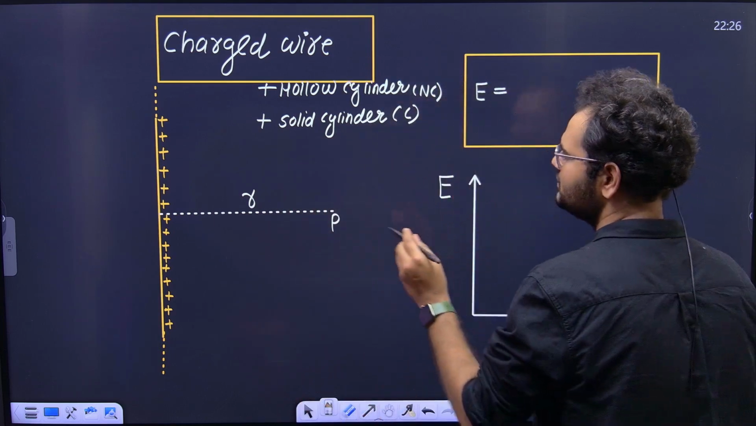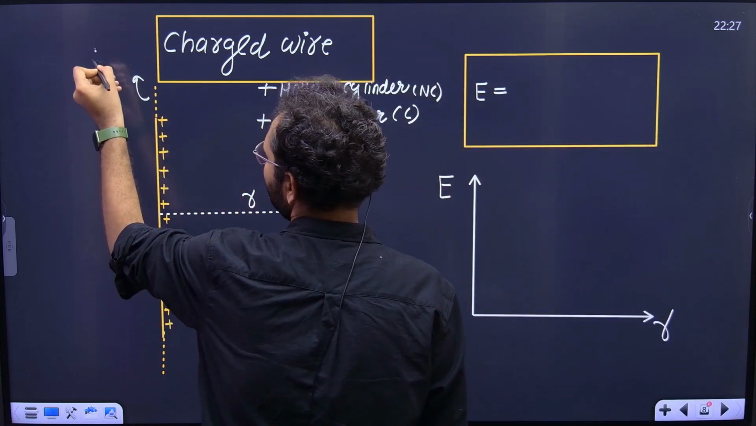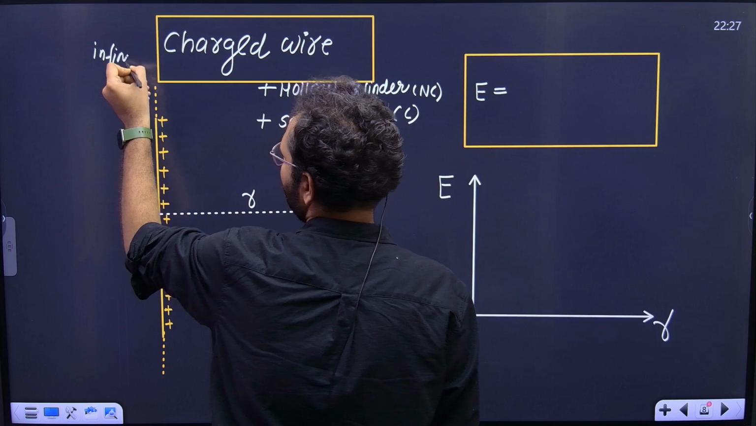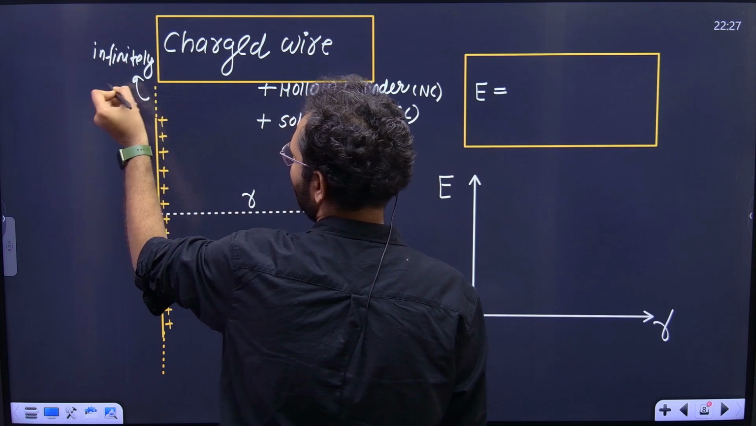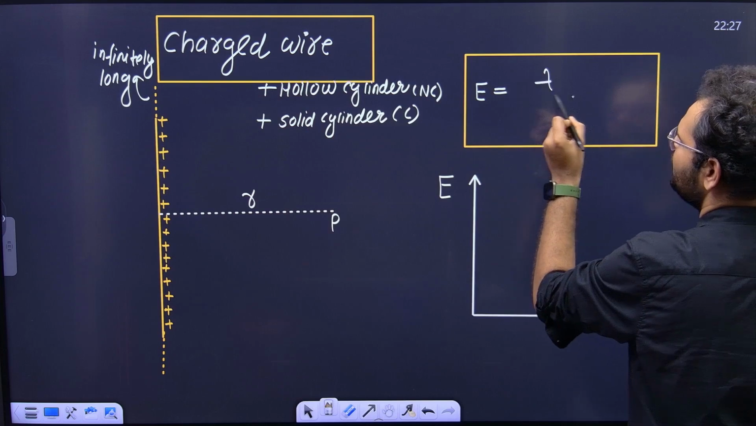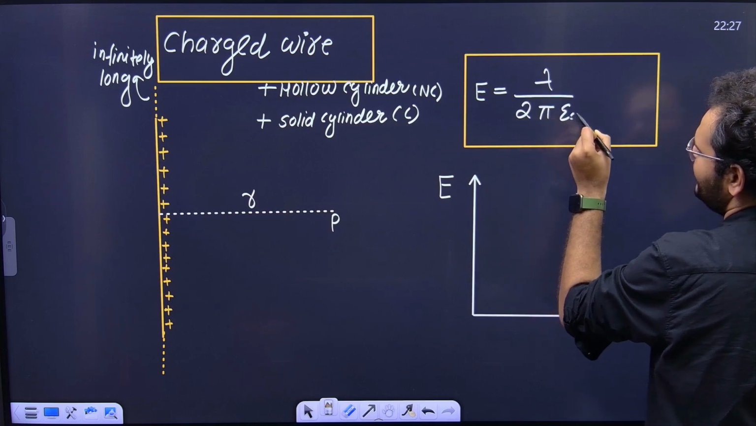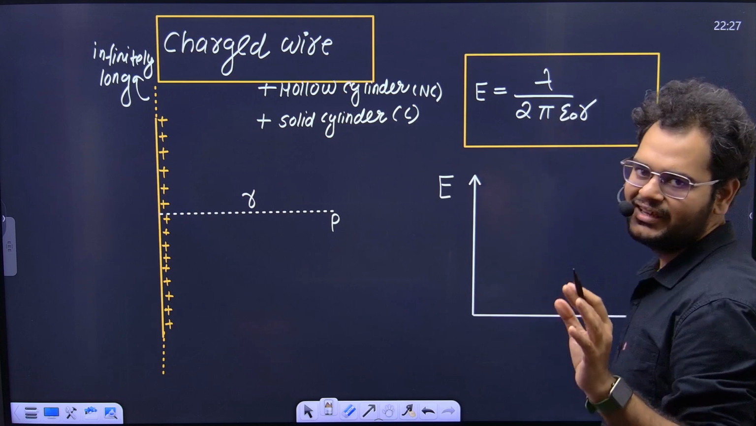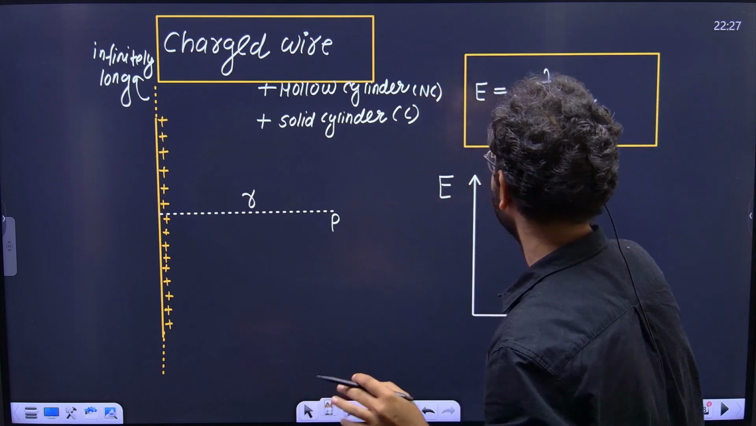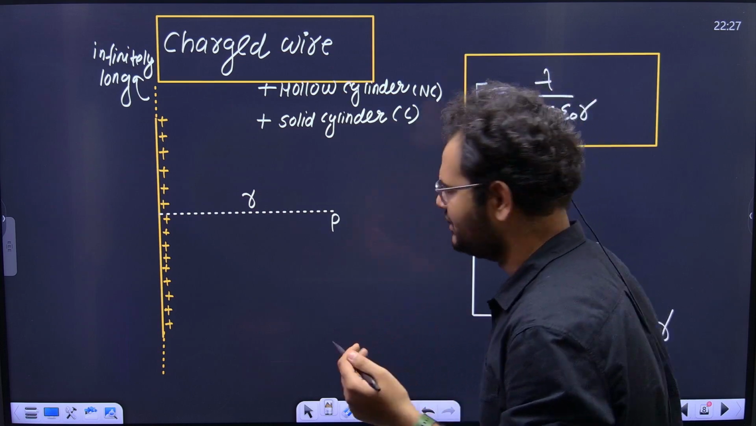Sir, so what is the formula? And by the way, it is infinitely long, okay? Infinitely long. So the formula is lambda upon 2 pi epsilon naught r. Okay. So here, sir, what is this lambda? Lambda is nothing but linear charge density, charge per unit length.